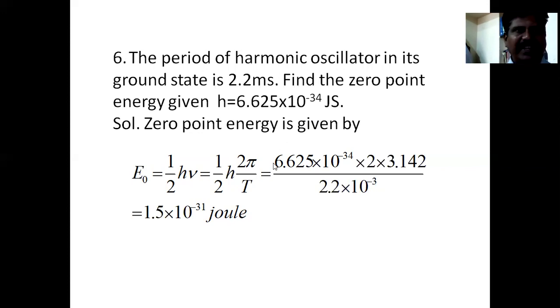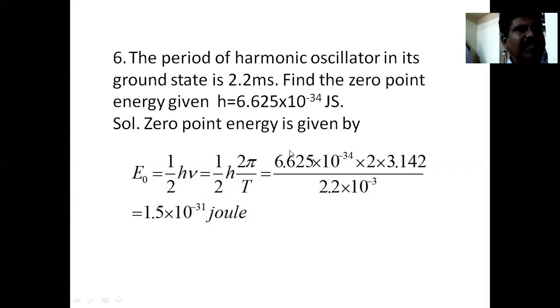Here for zero point, n equals 0. So your equation becomes E0 equals 1 by 2 h nu. Omega is equal to 2 pi nu. So based on that, you would write 1 by 2 into h into 2 pi by T. Here nu is the frequency, which is the reciprocal of the time period T. Okay.